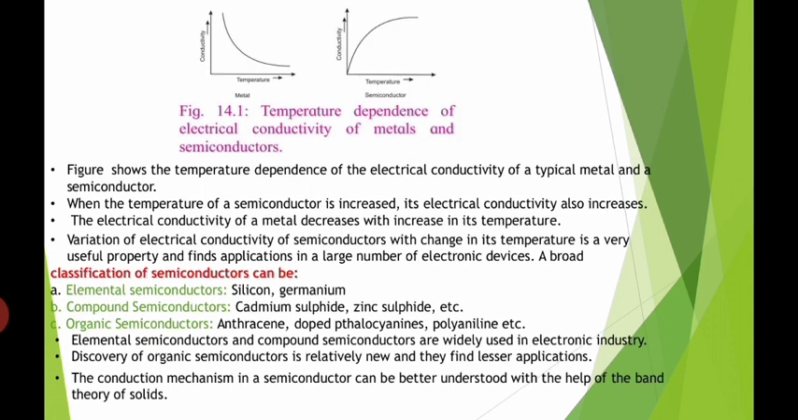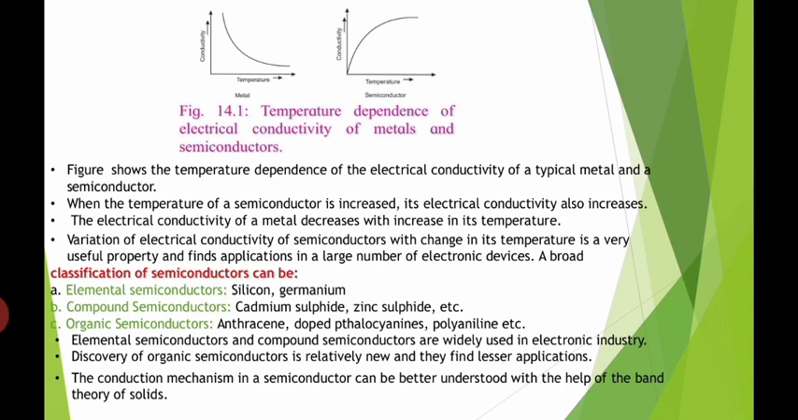The above graph shows the temperature dependence of electrical conductivity of a typical metal and semiconductor. When the temperature of a semiconductor is increased, its electrical conductivity also increases. The electrical conductivity of a metal decreases with increase in its temperature. The variation of electrical conductivity of semiconductors with temperature is a very useful property and finds application in a large number of electronic devices.